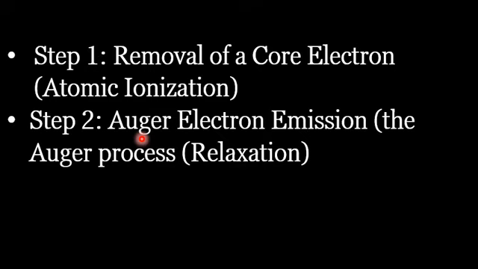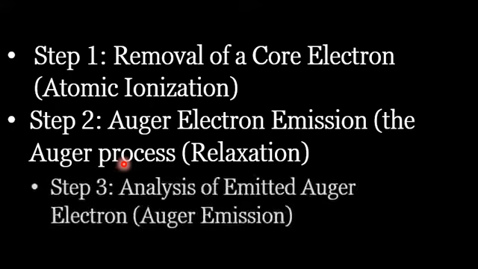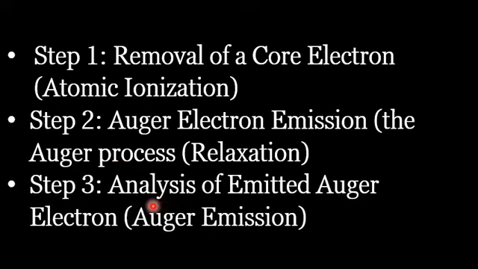So in the first step, a beam of electrons is incident and a core electron is removed. In the second step, a transition between higher and lower energy levels takes place, which results in generation of characteristic X-rays, and the characteristic X-rays emit the Auger electron from the atom. In the third step, the emitted Auger electron is analyzed. The Auger electron is analyzed by using a detector known as an Auger detector. So these are the three main steps.